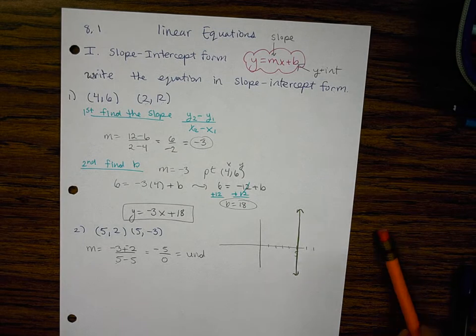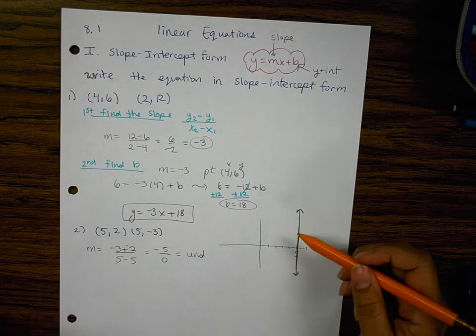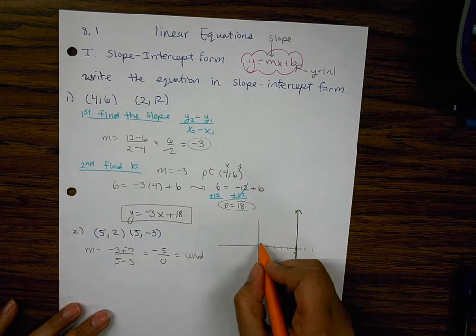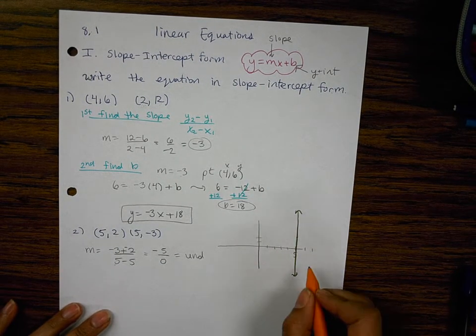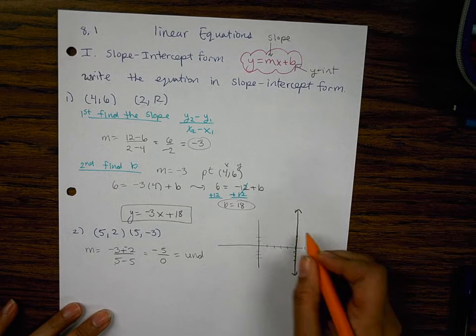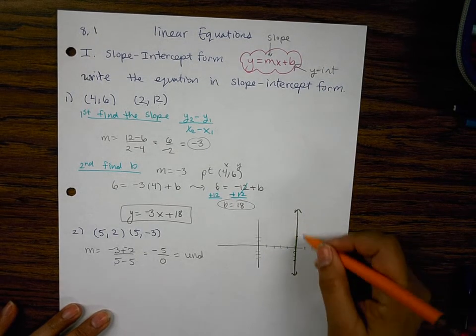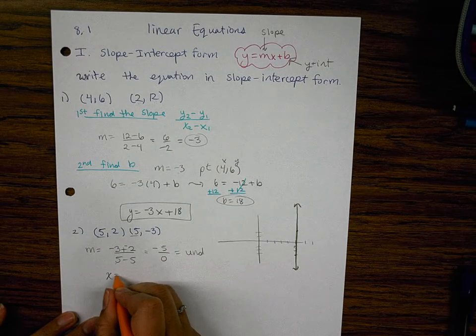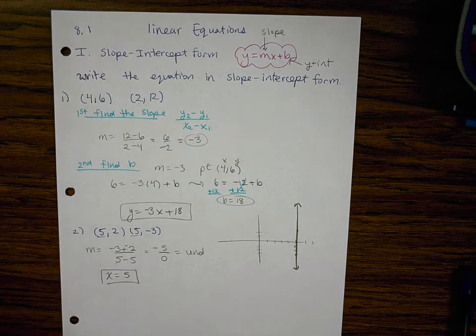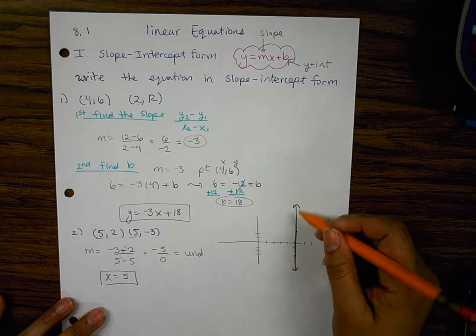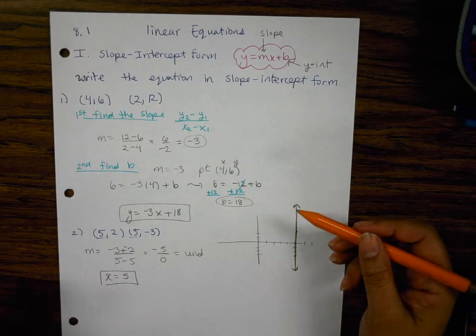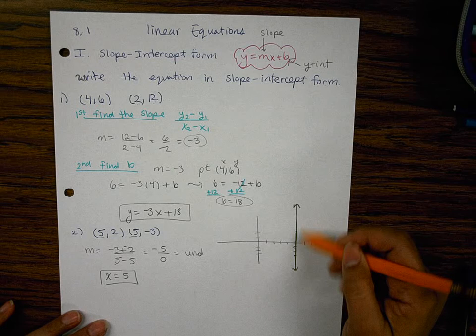Now, how did I know to go through 5? Like, why not go through 1 or 2 or -1 or -2? Because if I were to plot the points (5, 2) and (5, -3), they ended up being on this line. Can you see that? If you look up here, x is 5, x is 5, your equation is x equals 5. All right, so really quick reminder, all vertical lines are x equals 2, x equals 3, x equals 0, x equals -4. All vertical lines are x equals a number.